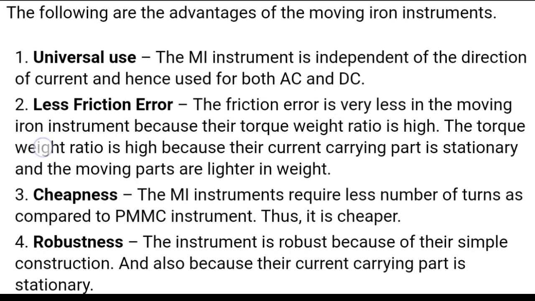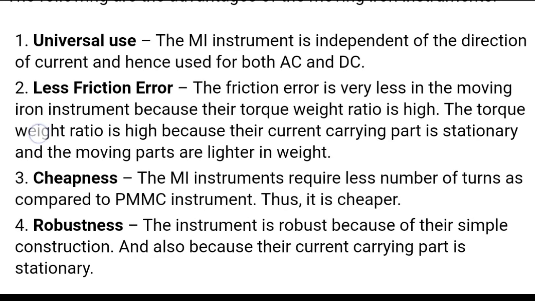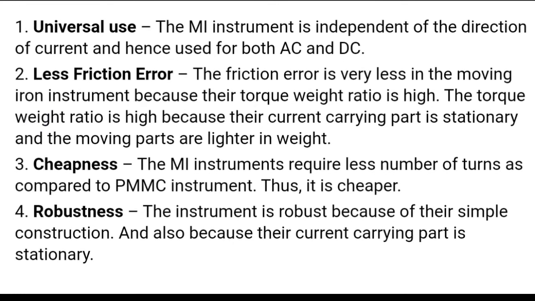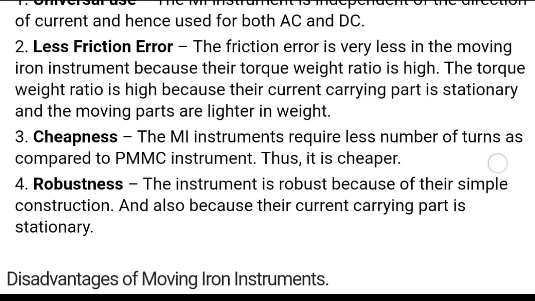Cheapness is another advantage. Moving iron instruments require fewer turns as compared to PMMC instruments. Here they don't use a permanent magnet, they use an electromagnet, so the coil has fewer turns, therefore it is cheaper. Robustness is another advantage. The instrument is robust because of its simple construction and also because its current carrying part is stationary. In moving coil instruments the current carrying part is rotating, so the construction is difficult, but the construction is robust in the case of moving iron instruments.